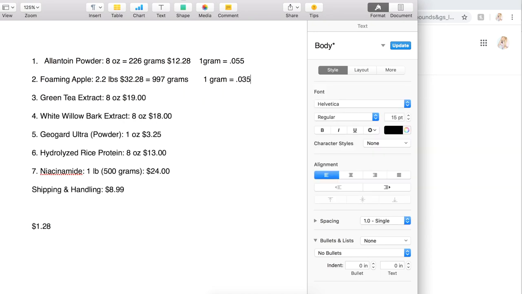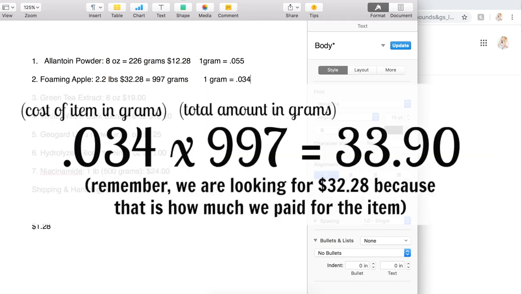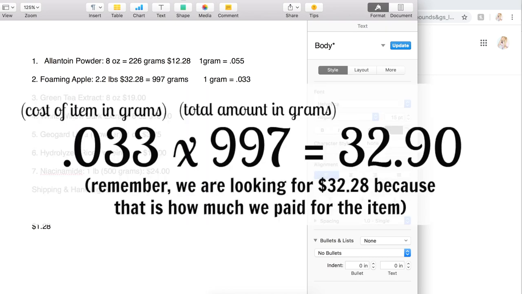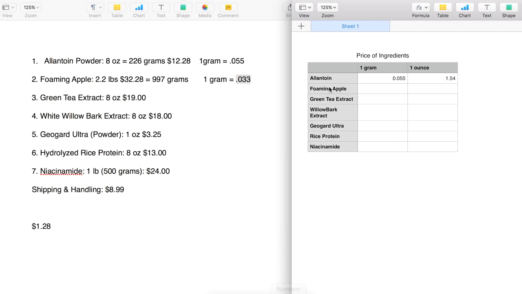Let's add a 5 at the end. 0.035 times 997 equals 34.90. That's a little too high. 0.034 times 997 equals 33.9, still a little too high. So let's do 0.033 times 997. That equals 32.90. If we go down to a 2, it'll be a little too low. So let's keep it 0.033. So now we know 1 gram of foaming apple equals 0.033. And if you want to put in the ounces, just take 0.033 and times it by 28. So 1 ounce equals 92 cents.